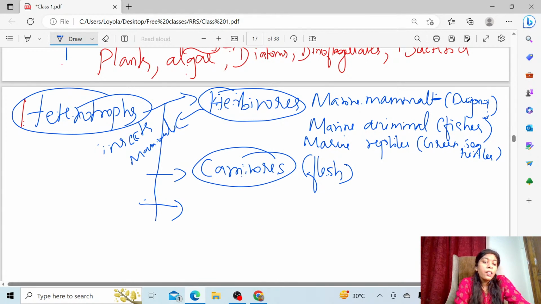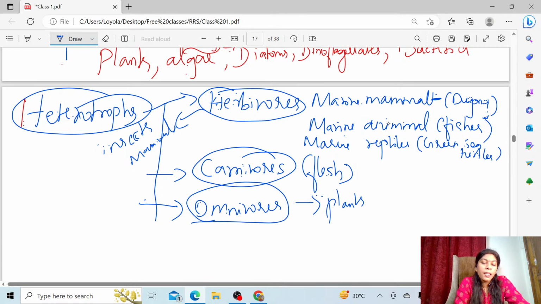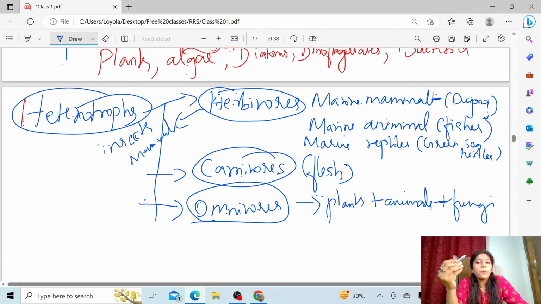Then the next one is omnivores. Omnivores, these are the terms which you have to know. That's why I'm explaining. Omnivores means they eat both plants and animals. They eat plants, animals, and fungi. They feed on all. That is called omnivores. There are a lot of organisms which are omnivores. Even humans, we ourselves are omnivores. The crow is an omnivore. They eat everything. So that is an omnivore.